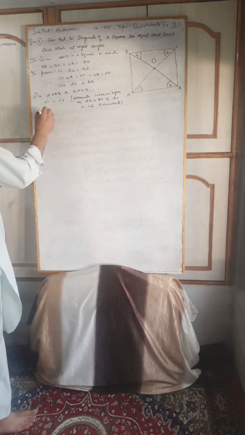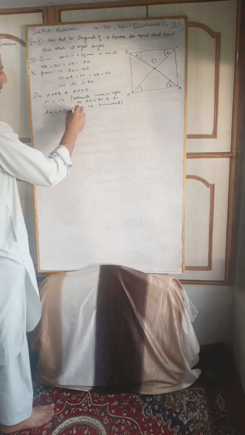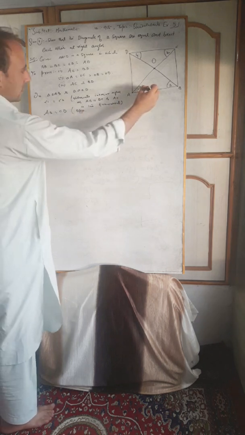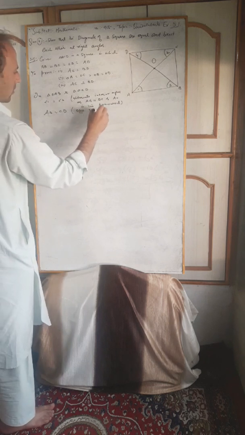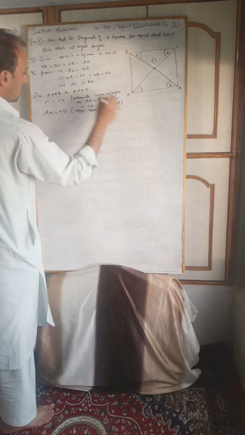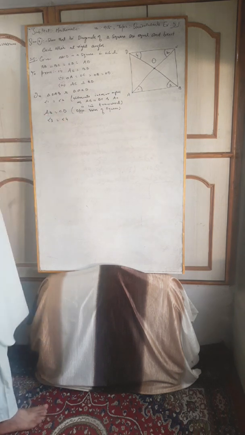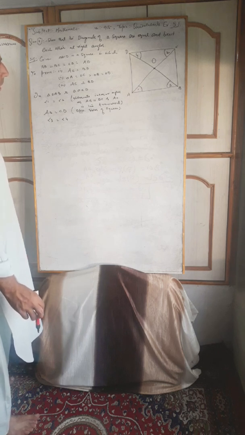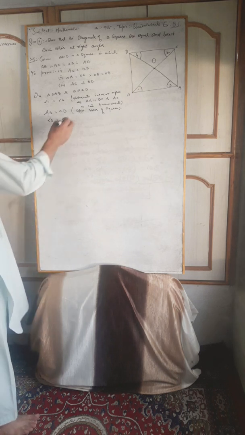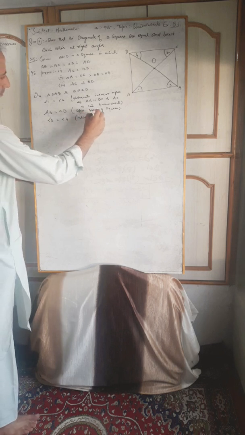Again, AB is equal to CD. Why? Because these are the opposite sides of a square. This AB is equal to CD, opposite sides of a square. Again, angle 3 is equal to angle 4. Again, the alternate interior angles are equal because AD and BC are parallel to each other and BD is the transversal. So, alternate interior angles.